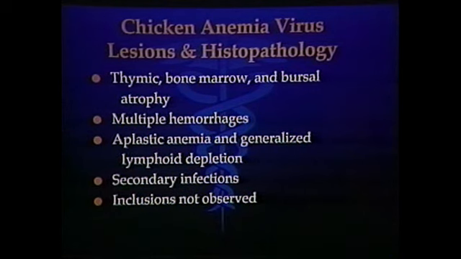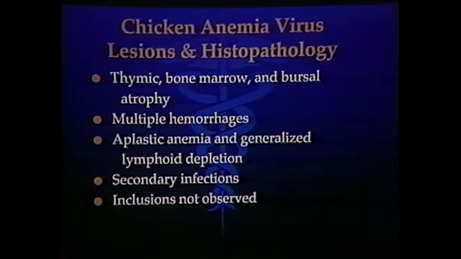As far as lesions in histopathology of chicken anemia virus, the major lesions are thymic and bursal atrophy with discrete cellular necrosis, and also hypoplastic bone marrow, also associated with discrete cellular necrosis. Because of a lack of thrombocytes, multiple hemorrhages can be observed in a multitude of tissues.